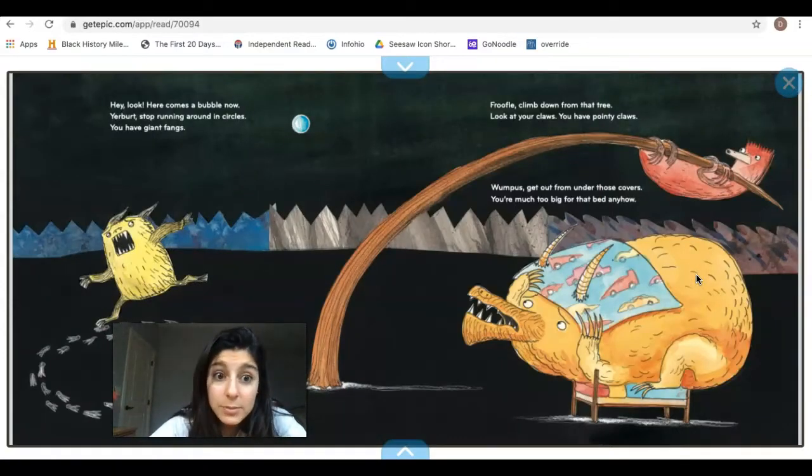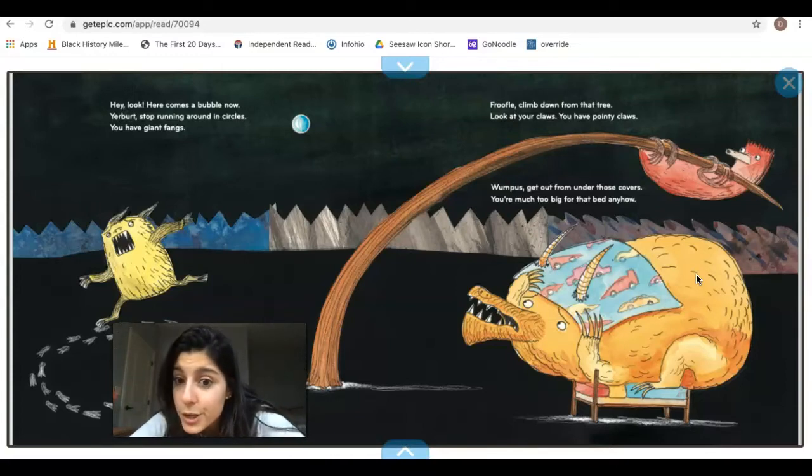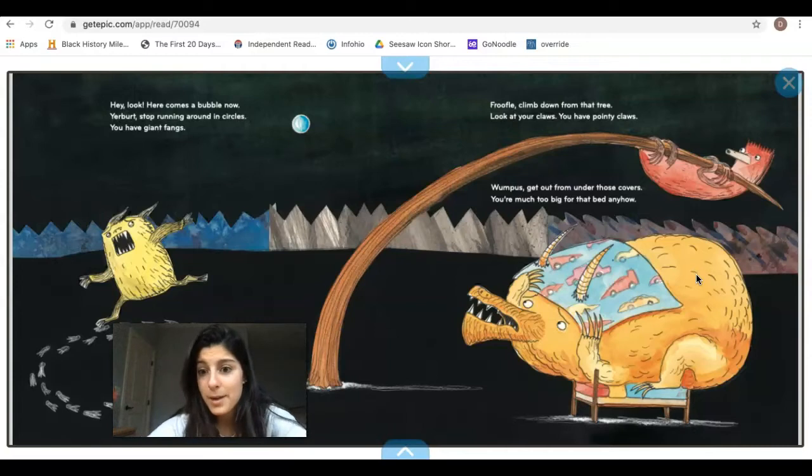Hey, look, here comes a bubble now. Gilbert, stop running in circles. You have giant fangs. Froofle, climb down from that tree. Look at your claws. You have pointy claws. Wumpus, get out from under those covers. You're much too big for that bed now. Or bed anyhow.